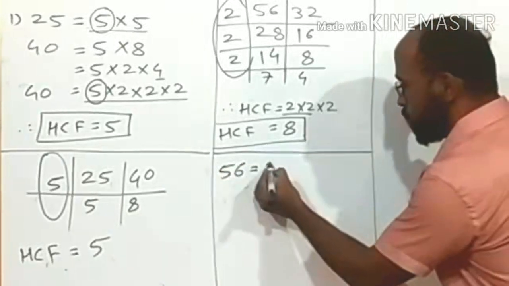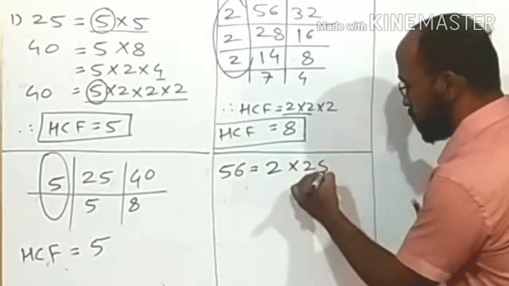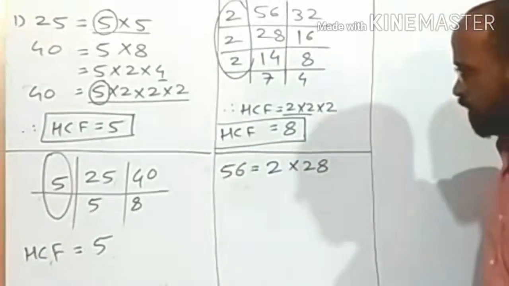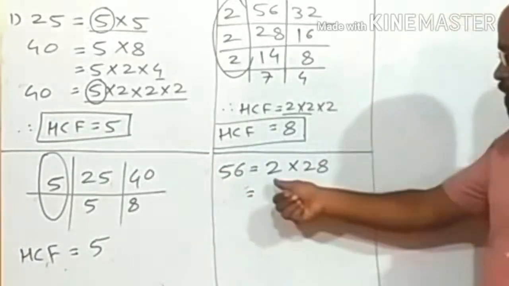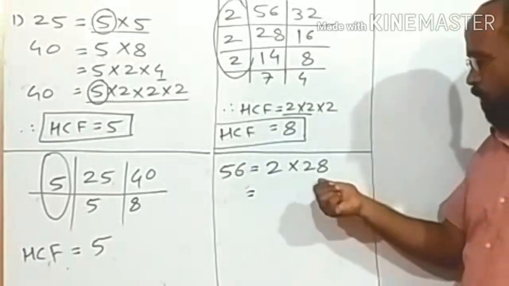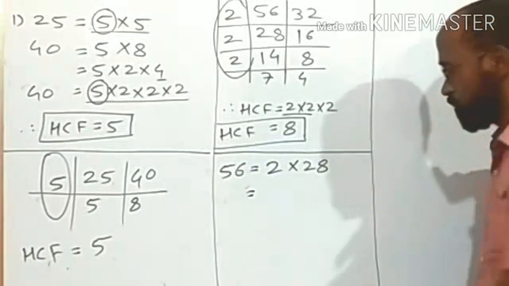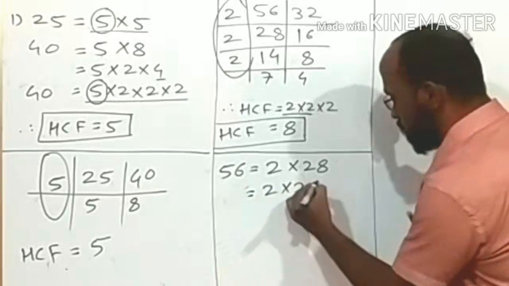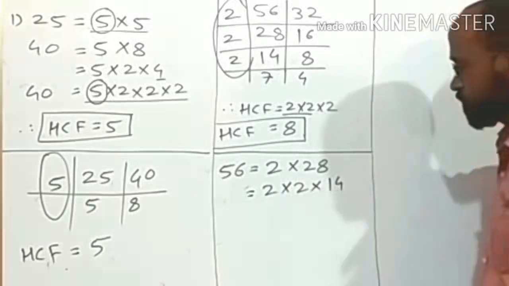If we divide it by 2, the answer will be 20. 2 multiplied by 20. Clear? Then 2 is a prime number, 28 is not. So 28, is it divisible by 2? Yes. So divided by 2, 2 multiplied by 2 multiplied by 14.